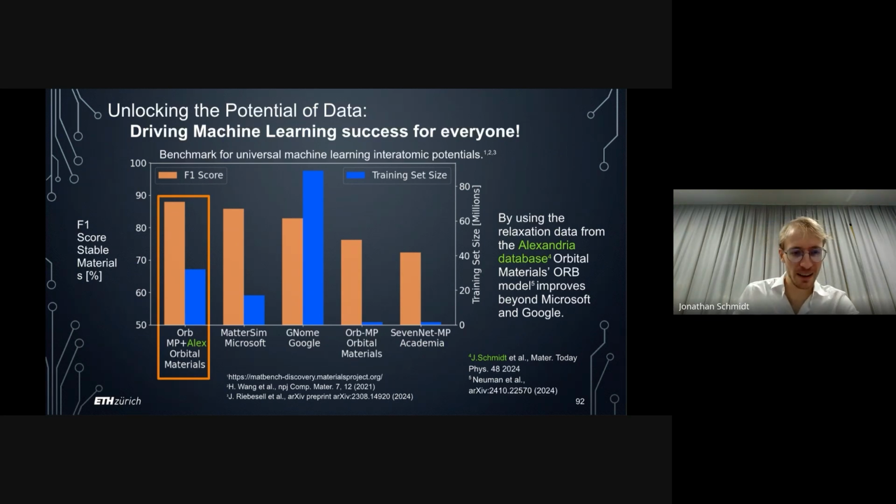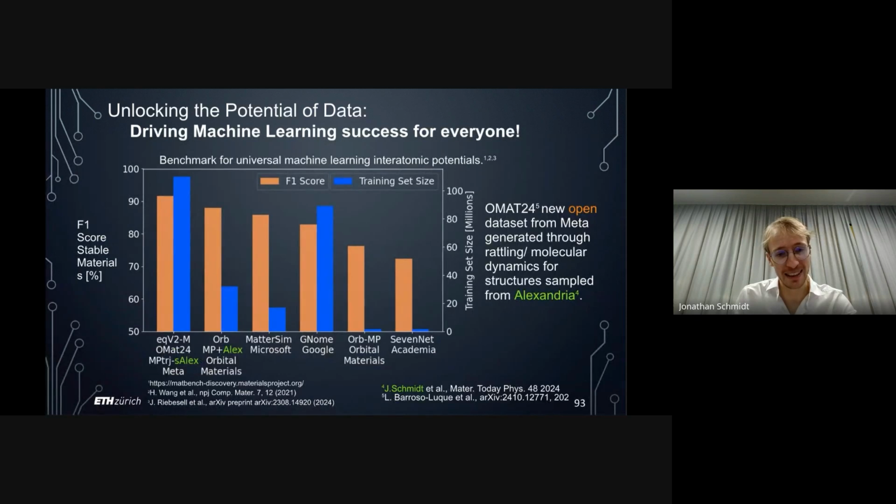And of course, since then, we've had the data set by Facebook, the OMat24, that was generated through rattling and running some molecular dynamics on structures sampled from the Alexandria database, and through, let's say, a factor of 3 more data, they were able to improve again.